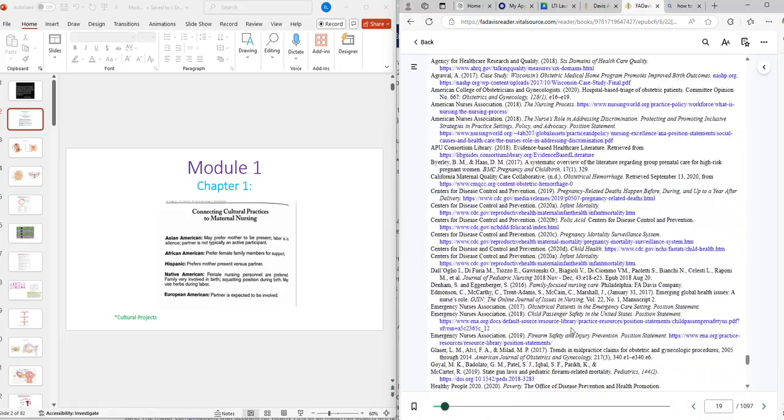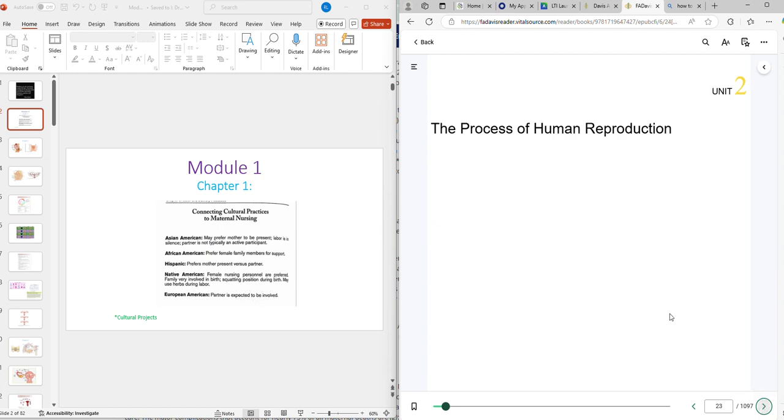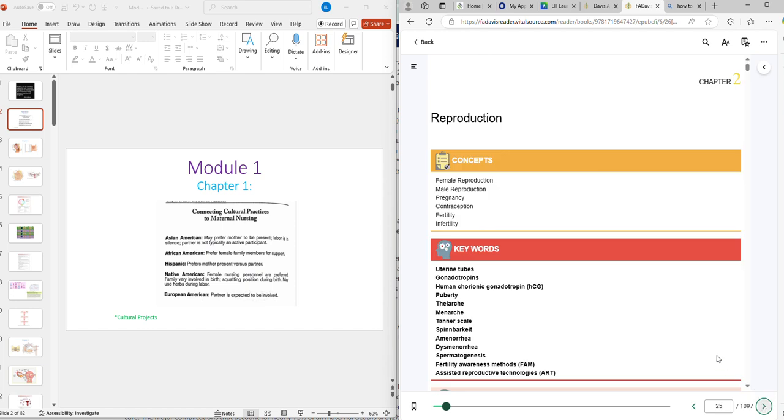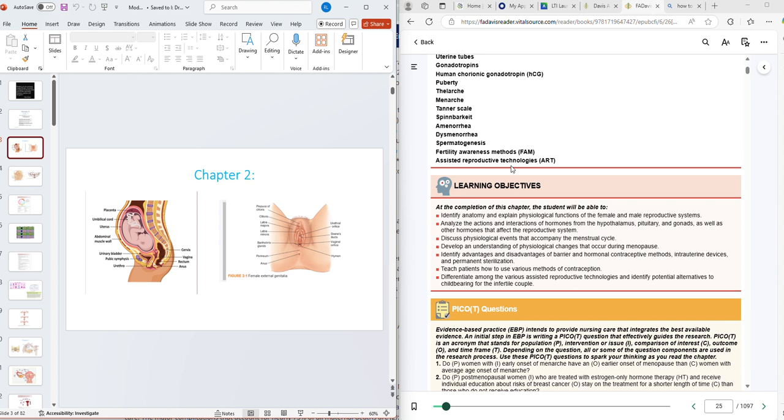And that is it for chapter 1. We're going to go right into chapter 2. So chapter 2 is reproduction. You just pull it back out of that filing cabinet that you stored it in from Anatomy and Physiology.